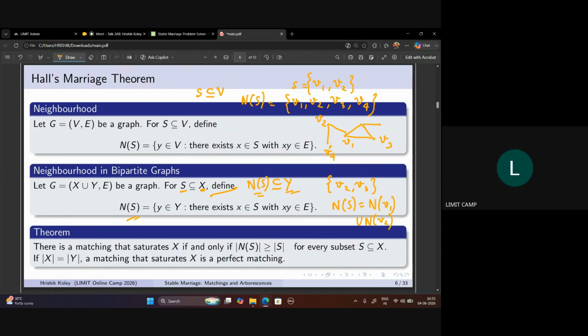So what Hall's theorem states is that there is a matching that saturates X if and only if the cardinality of the neighborhood of S is greater than or equal to the cardinality of S. Saturating X means, as I told, that there exists a complete matching from X to Y. When a complete matching exists on X, you say that it saturates X. So if there is a matching that saturates X, then we have this if and only if condition: the cardinality of the neighborhood of S has to be greater than or equal to the cardinality of S for every subset S of X. And as someone had pointed out, if the cardinalities of X and Y are the same, then a matching that saturates X is a perfect matching.